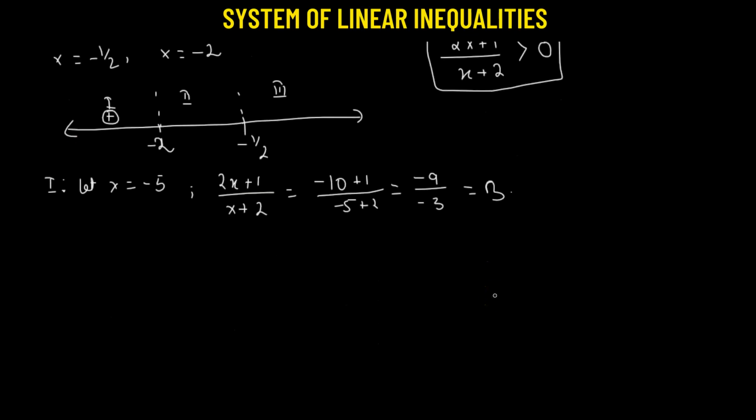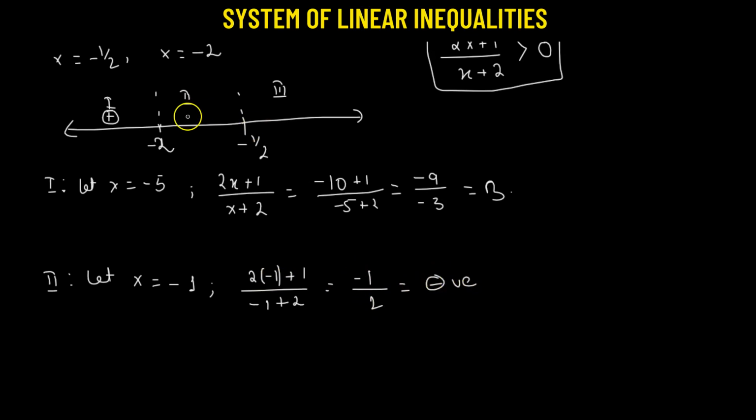Then we'll consider region number 2. In region number 2, let's say x equals negative 1. So we have 2 times negative 1 plus 1 divided by negative 1 plus 2. So negative 2 plus 1, that's negative 1 divided by positive 1, which is giving us a negative value. So in region number 2, we're getting a negative value.